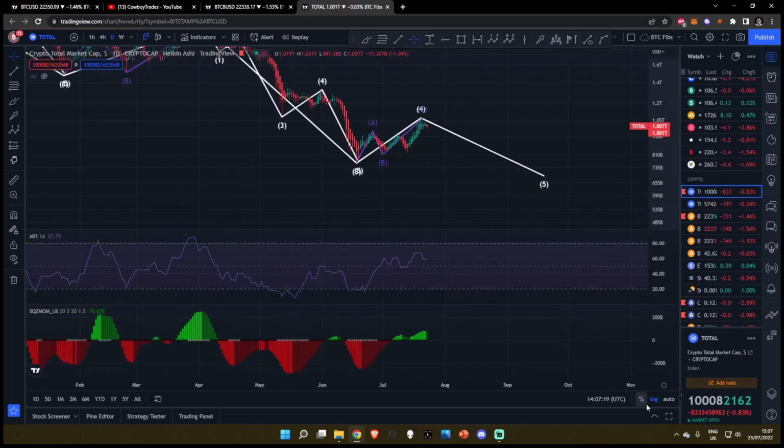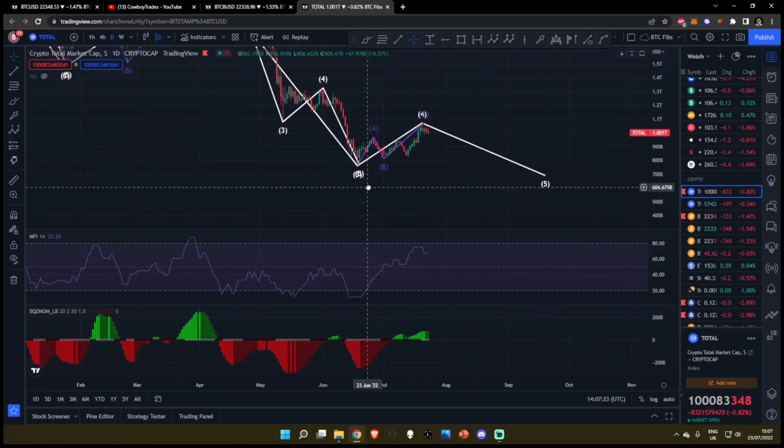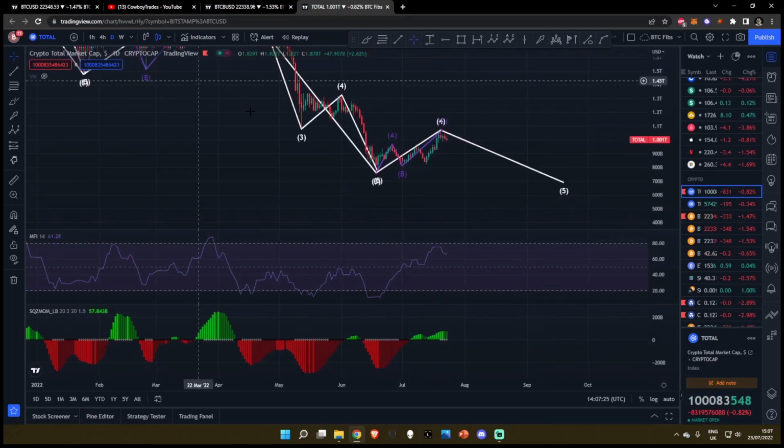If we do look at the daily again, take this out of the log scale, take this out of the Heikin Ashis and look at this on a normal scale using Japanese candlesticks. You can see the money flow index. Where is it coming up to right now? It just recently topped out at 96.